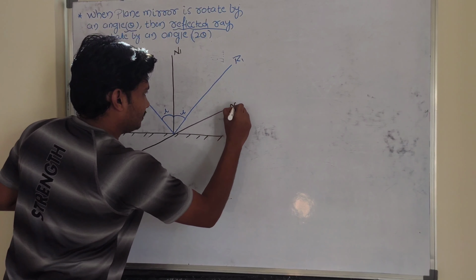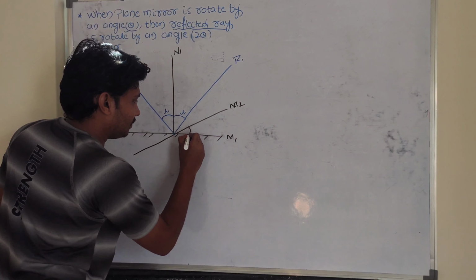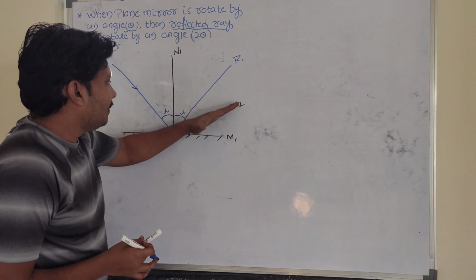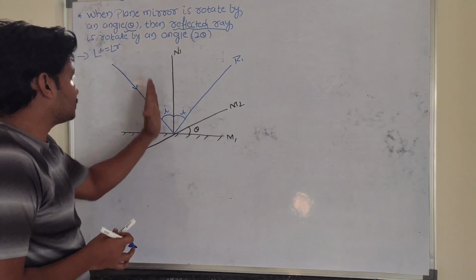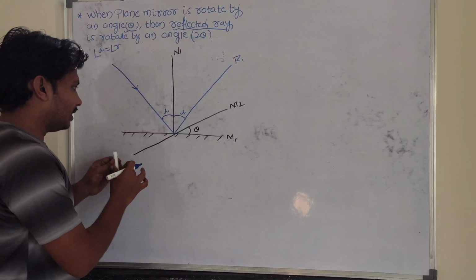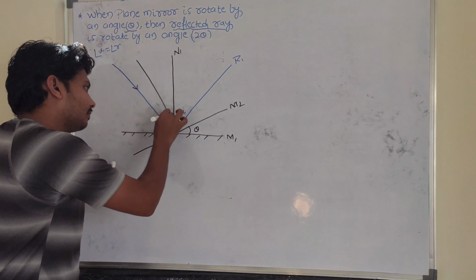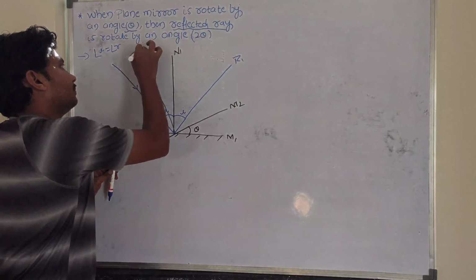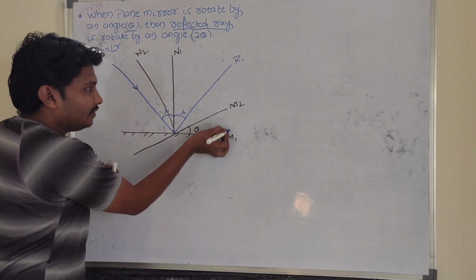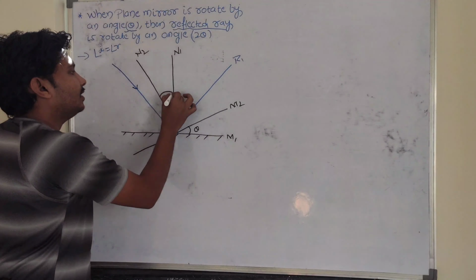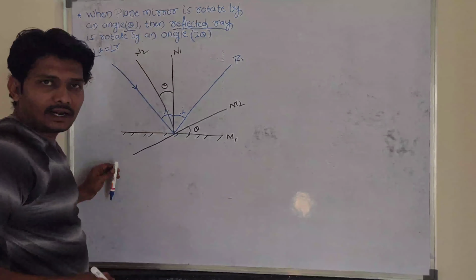Like this, so M2 is the mirror, rotated by an angle of theta degree. Now I would like to draw a perpendicular line to this mirror. So this will be another normal line, which I am going to name N2. If the angle between M1 and M2 is theta degree, what about the angle between N1 and N2? This is also theta degree.